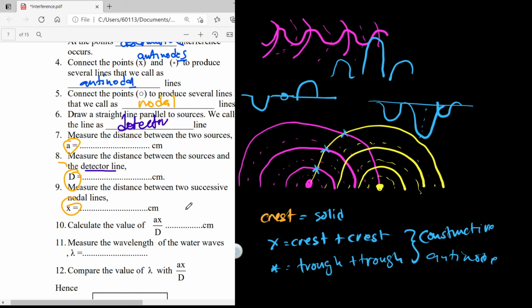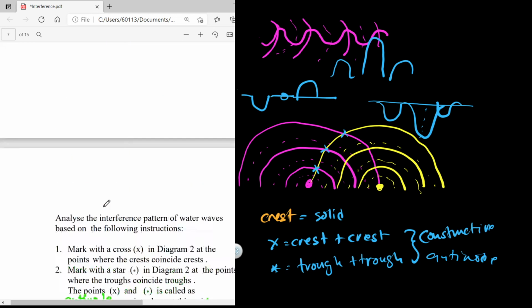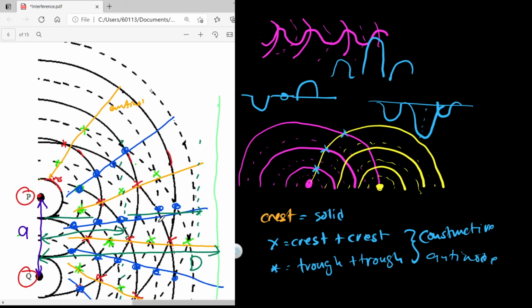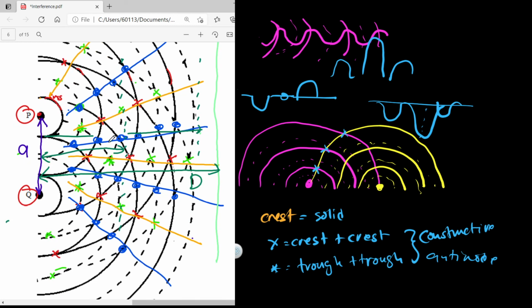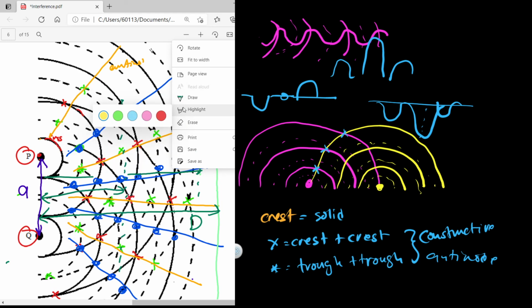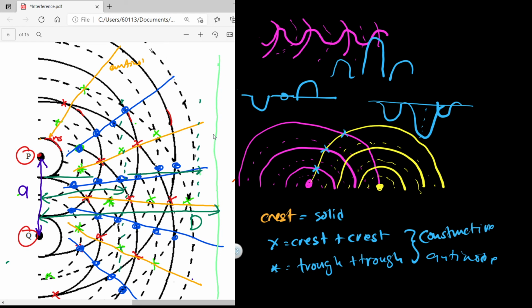X is the distance between two successive nodal lines. So where is the nodal line? We have a lot of nodal lines, but where we want to measure X, it must be taken on your detector line. Let's say this is your detector line, the green one. Where is the node? Node is this one.